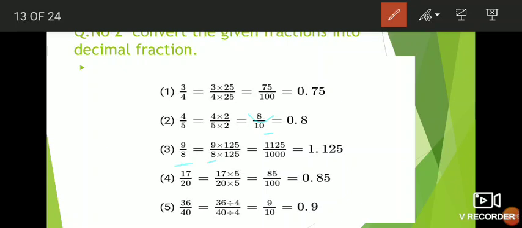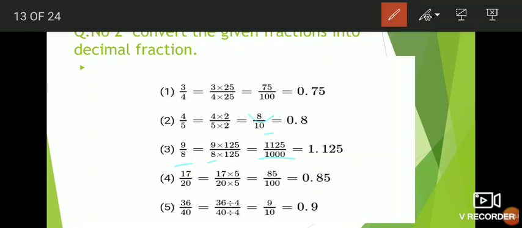In the 8 table, 10 is not there, and when we are increasing the 8 table, in that also 100 will not come. When we are multiplying 8 by 125, then we will get 1000. Means what we want at the denominator, students? Just now I told, we want at the denominator 10 or 10 times multiples of 10.